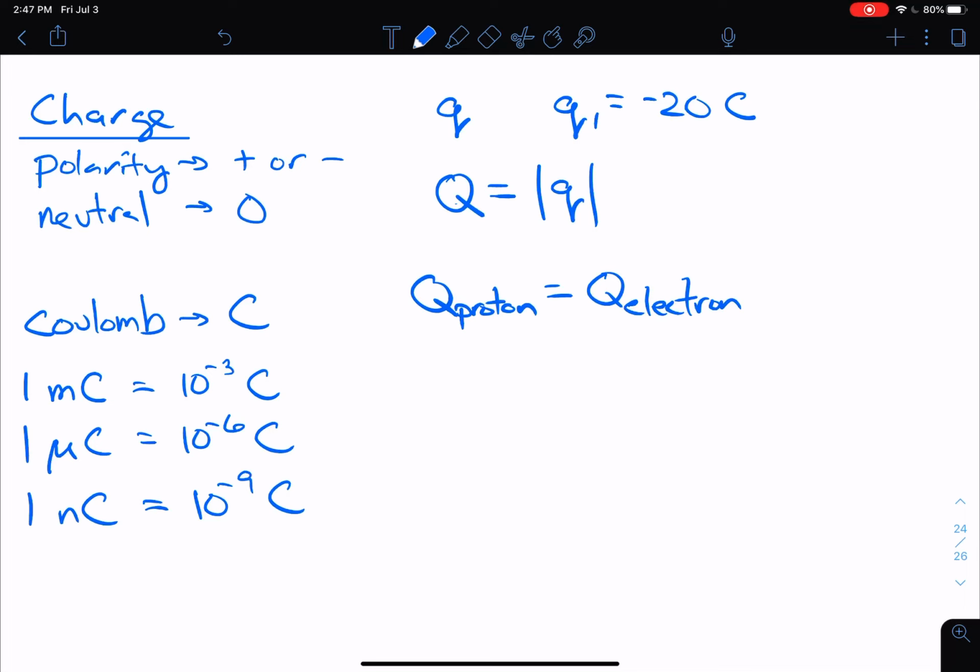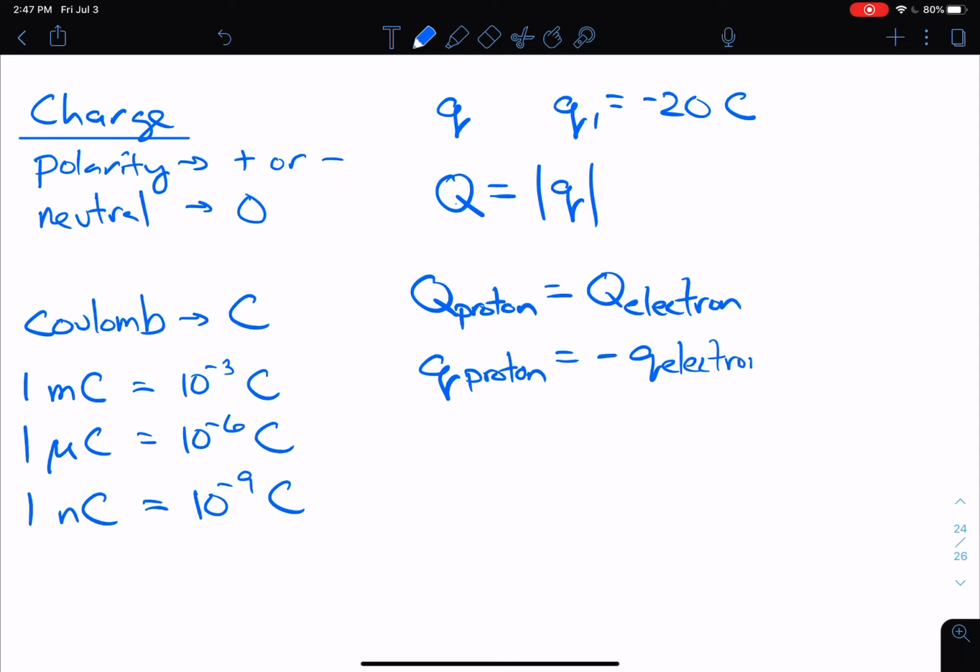Since the electron has a negative polarity and the proton has a positive polarity, that means it's possible to have atoms or molecules that are perfectly neutral, because these can cancel out. Of course, not all atoms and molecules are neutral. Some of them are positively charged or negatively charged, but it's possible to have neutral atoms and molecules because of this fact. If we write this in terms of lowercase q, then we would say that the charge on the proton is negative the charge on the electron.